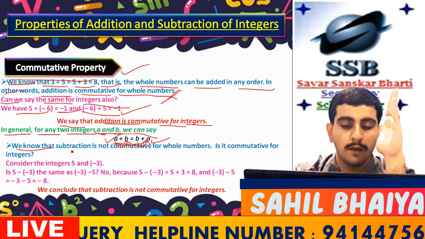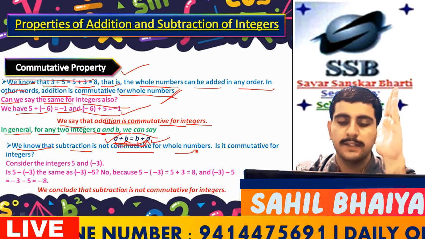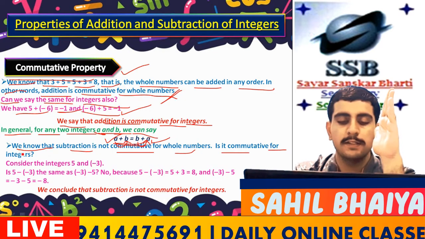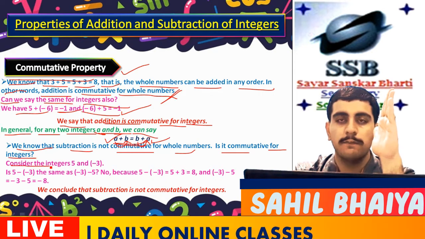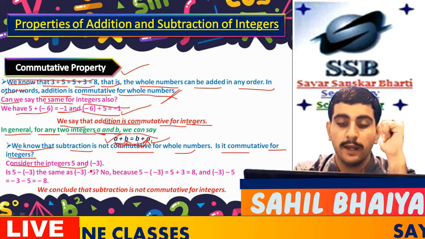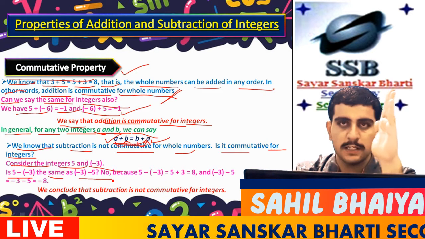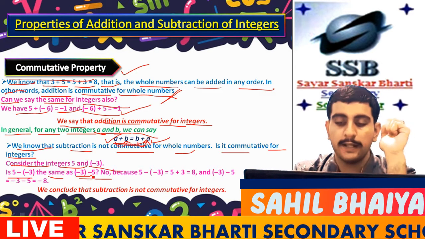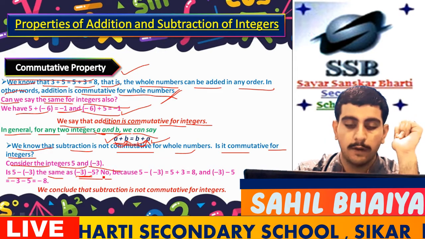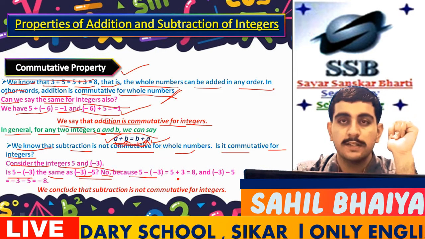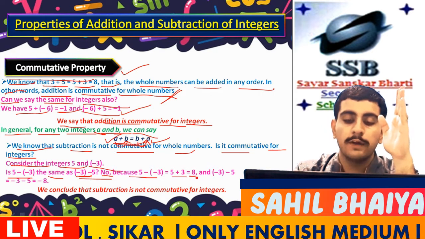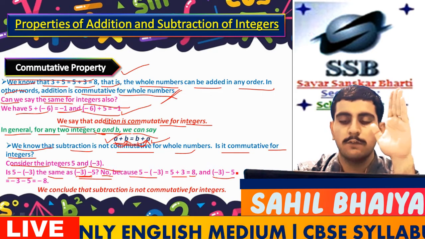Let's check. Consider the integers 5 and minus 3. Now, is 5 minus 3 the same as minus 3 minus 5? No. The answer is no. Why? Because 5 minus 3 is 8, and minus 3 minus 5 equals minus 8. Now, there is a change in the sign of both. So, we conclude that subtraction is not commutative for integers.